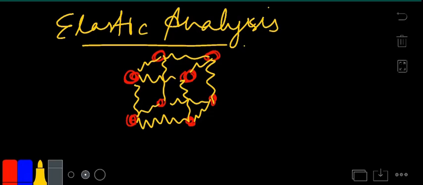Yeah, so it is connected by different springs. Now when we apply a certain force, the particle displaces from its position and the springs get compressed. But when we take out the force, this particle, which has moved from its original position, comes back to its original shape.